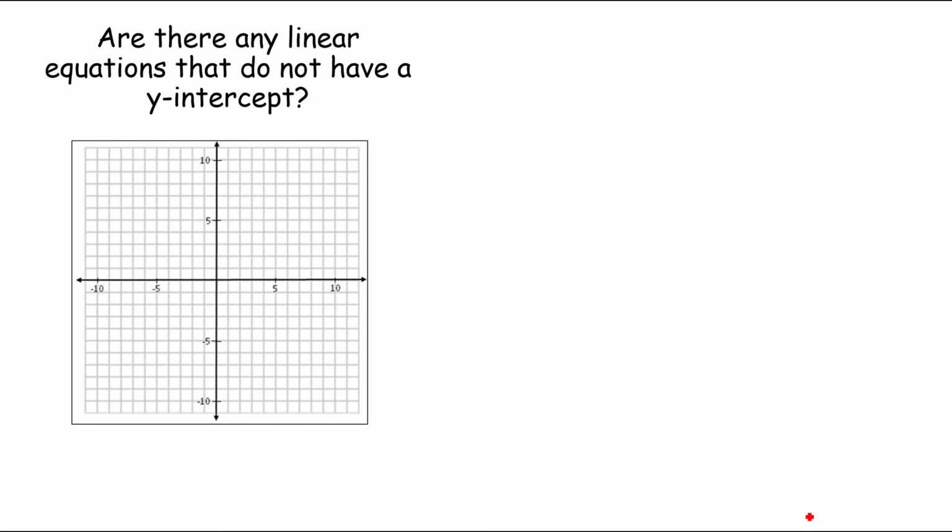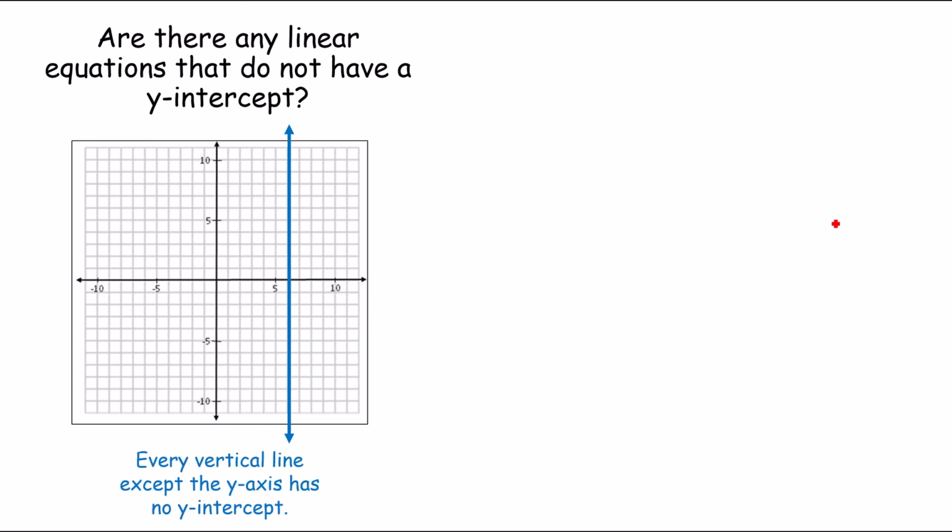A couple quick things I want to make sure I point out. Are there any linear equations that do not have a y-intercept? You might want to pause the video and think about that for just a second. You might want to try by drawing it. Here's a line that does not have a y-intercept. Notice it is a vertical line. We actually use the equation x equals 6 for this line.